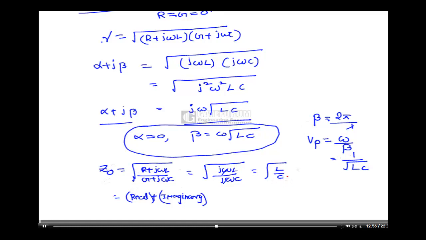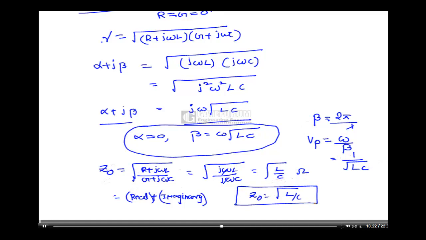Therefore, what is the unit of this? Since it is real, the unit of this is ohms. So Z0 is equal to root L by C, the unit is ohms, a pure real value. The characteristic impedance is purely real for a lossless line.